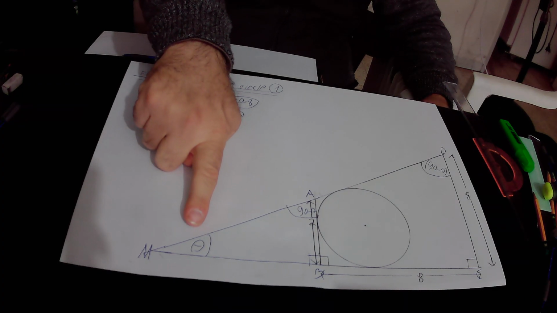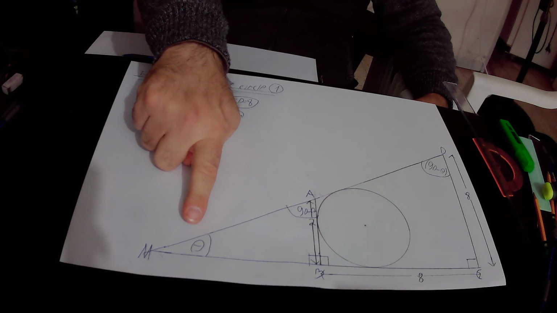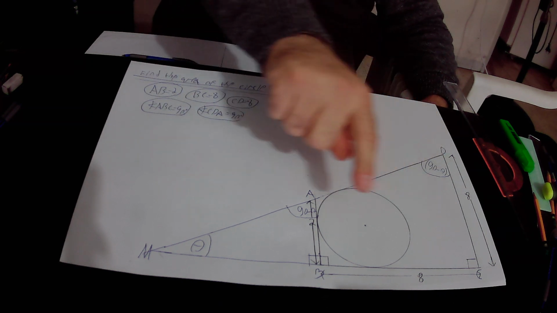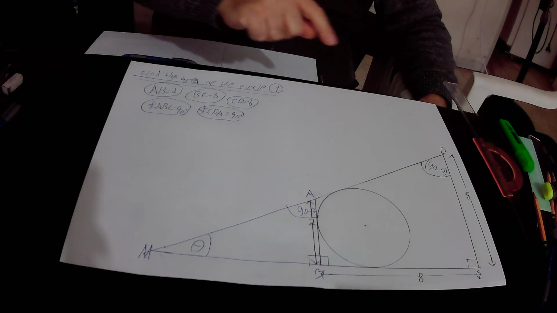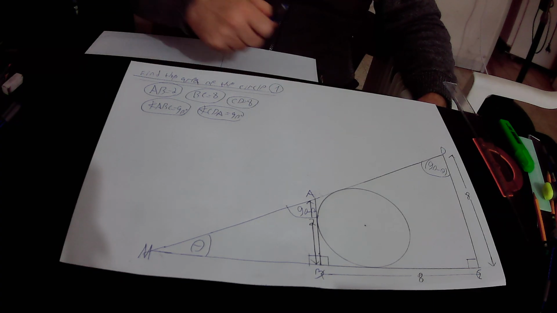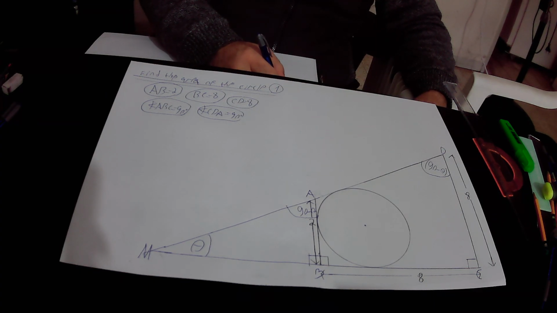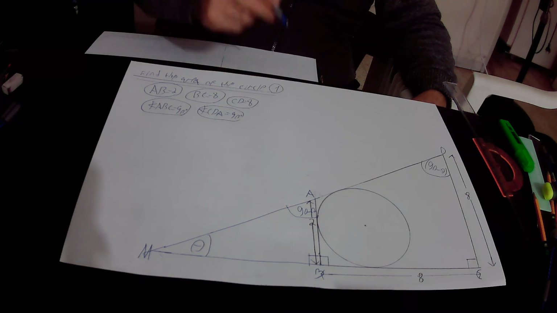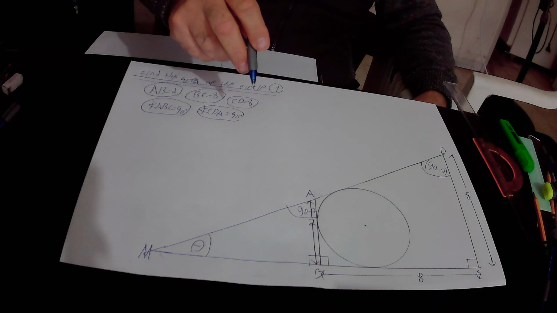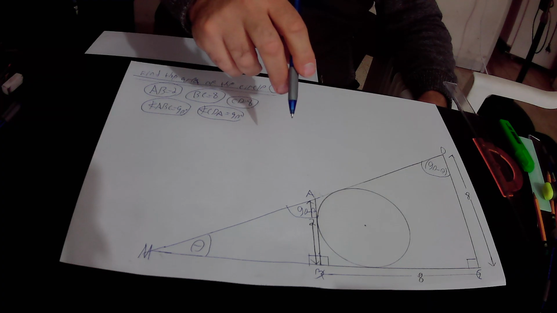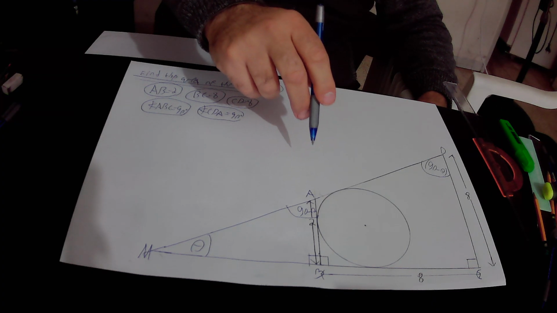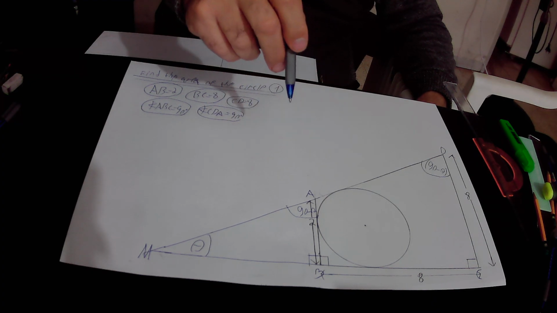So if we relate to this angle theta as it belongs to the big right triangle DCM, it will be defined as angle DMC, and it equals itself. If we relate to angle theta as it belongs to the small right triangle MBA, it will be called angle AMB.